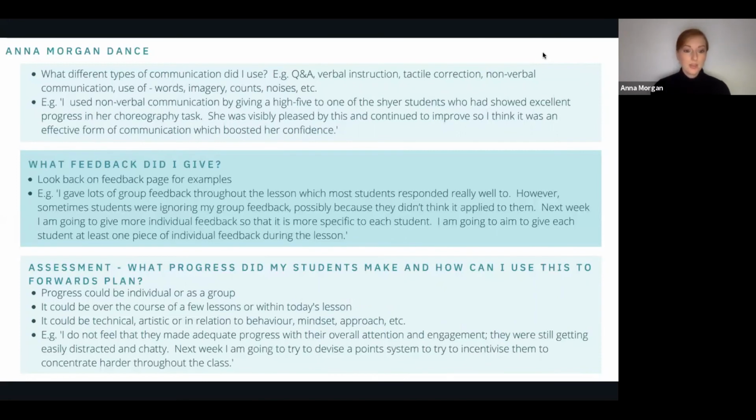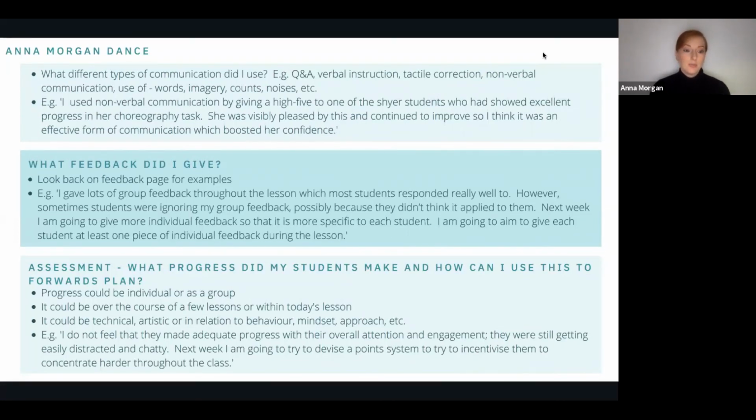Huge. It could be over the course of a few lessons or within today's lesson. So at the beginning of the lesson they couldn't do X, Y and Z and now they can. Or 3 weeks ago she couldn't get the sound of that elevator pickup and today she got it. Those progress examples could be technical, artistic, or in relation to behaviour, mindset, approach, etc., which are just as important.